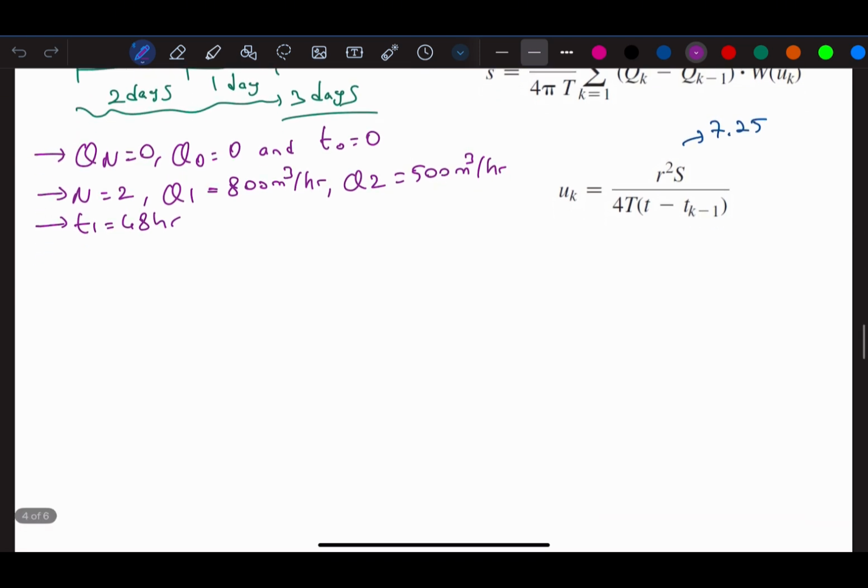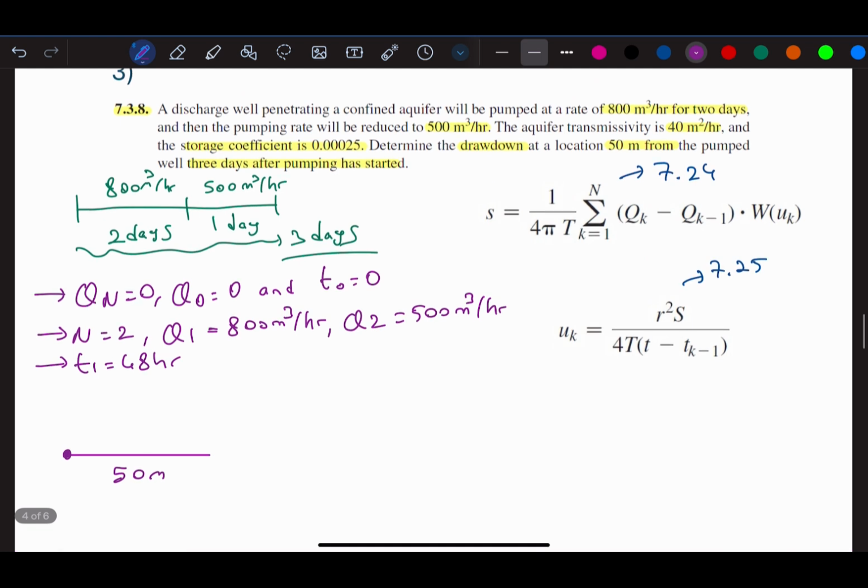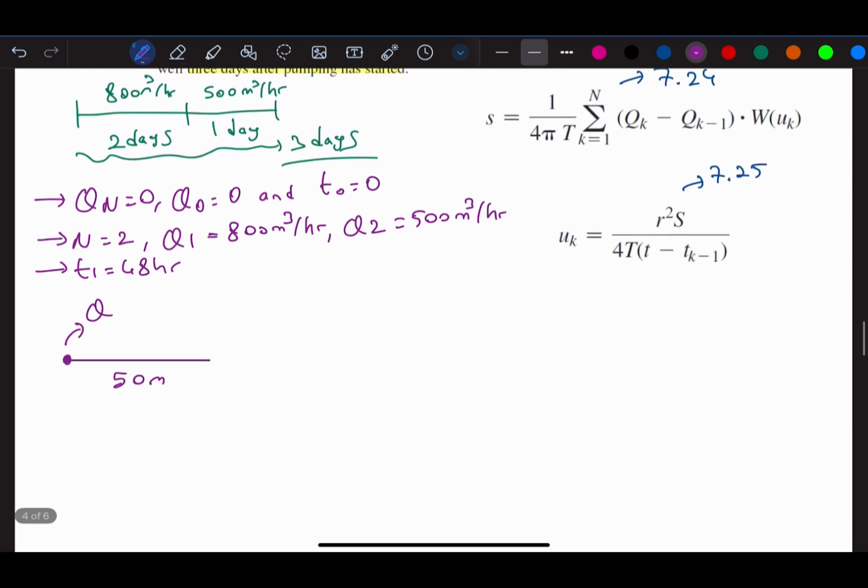So we have this distance. These are just sketches to show what's going on. We need to determine the drawdown at the location 50 meters from the pumped well. So if this is the pumped well, we will have Q from here. We will have discharge from this well, and we are going to find the drawdown at 50 meter distance.